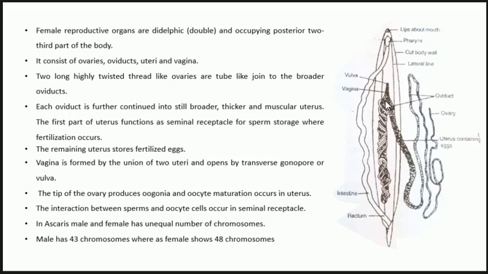The tip of the ovary produces oogonia. So the tip produces the oogonia, and then oocyte maturation occurs in the uterus. So oocyte maturation occurs in the uterus. The interaction between the sperms and the oocyte cells occurs in the seminal receptacle.